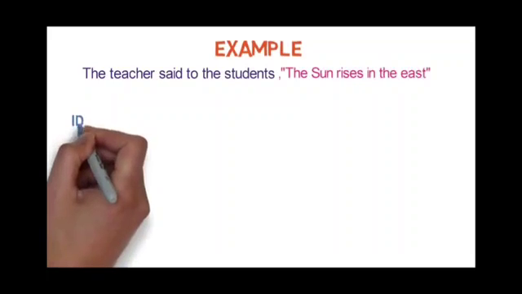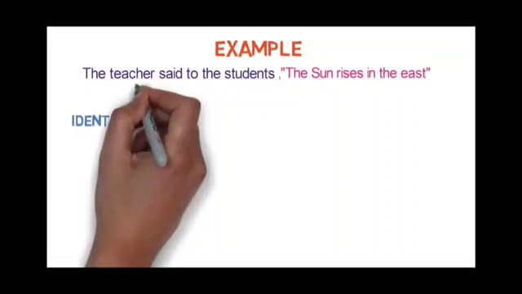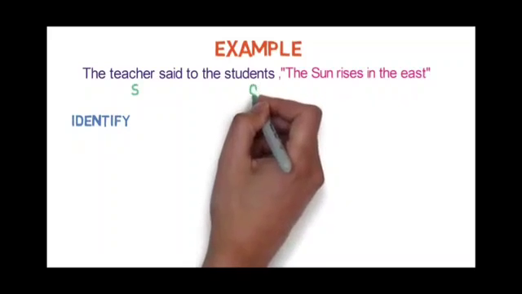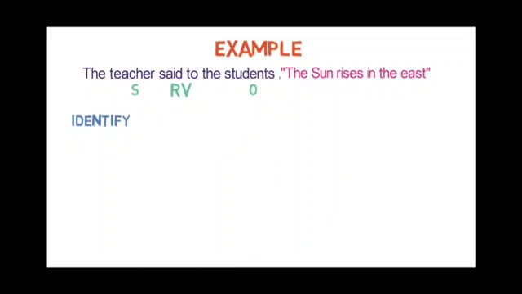Now see another example. The teacher said to the students, the sun rises in the east. I told you when there is a universal truth, things that always remain the same, it is called universal truth. With universal truth, we are not changing the tenses. It will always come in the present tense.